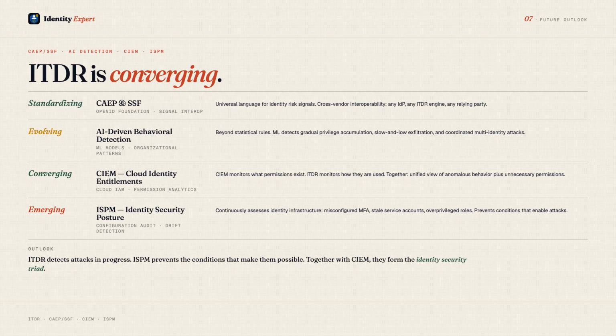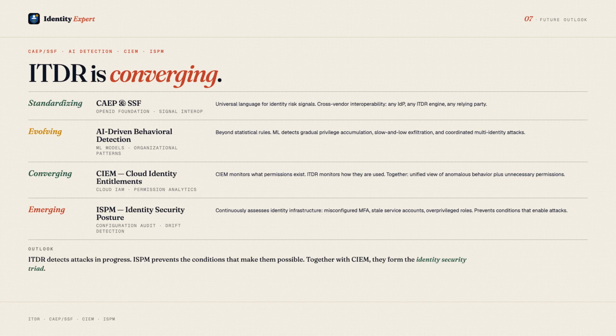Second, AI-driven behavioral detection. Current behavioral baselines rely on statistical rules: impossible travel thresholds, time-of-day windows, device fingerprint matching. The next generation uses machine learning models trained on organizational identity patterns to detect subtle anomalies that rule-based systems miss. Gradual privilege accumulation over weeks, slow and low data exfiltration patterns, or coordinated access across multiple compromised identities.